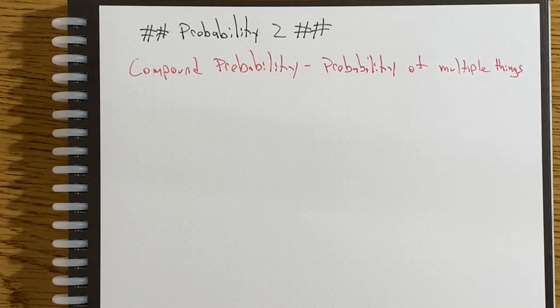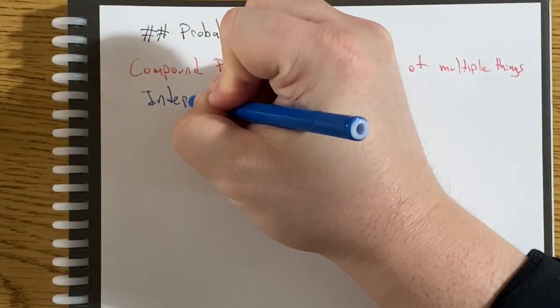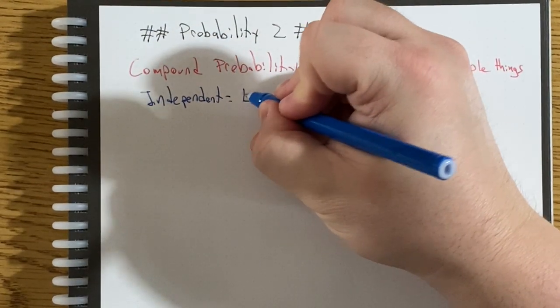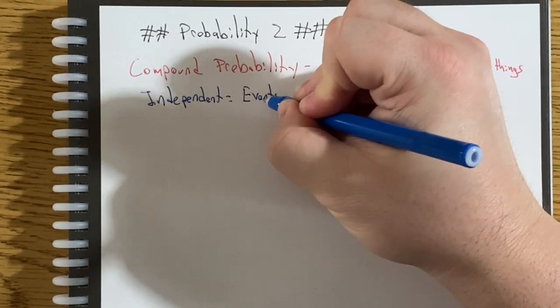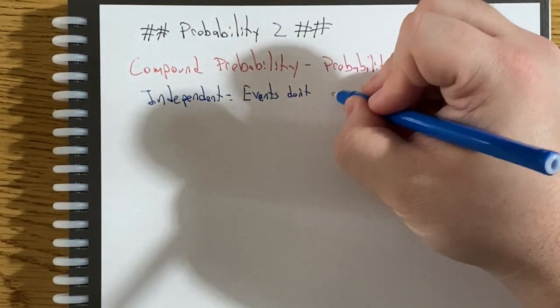So we're only going to talk about, for the most part, what are called mostly independent events, which just means that they don't really affect each other. So independent, the events don't affect each other, in simple terms.